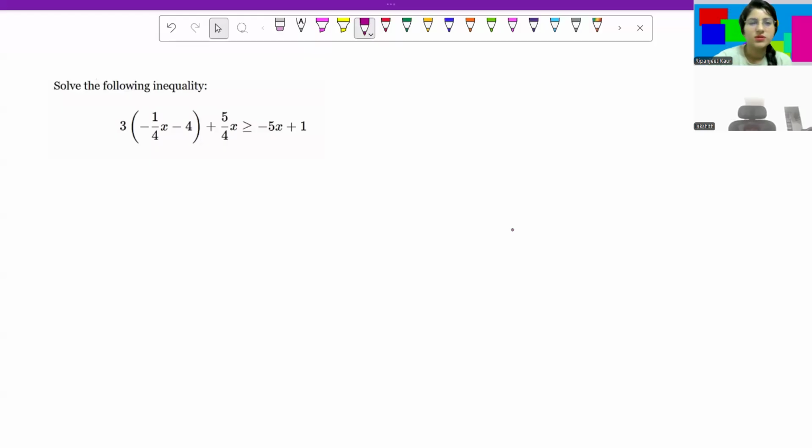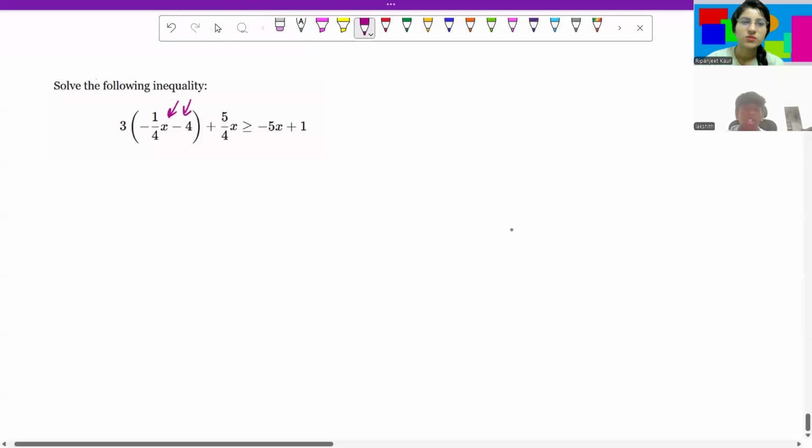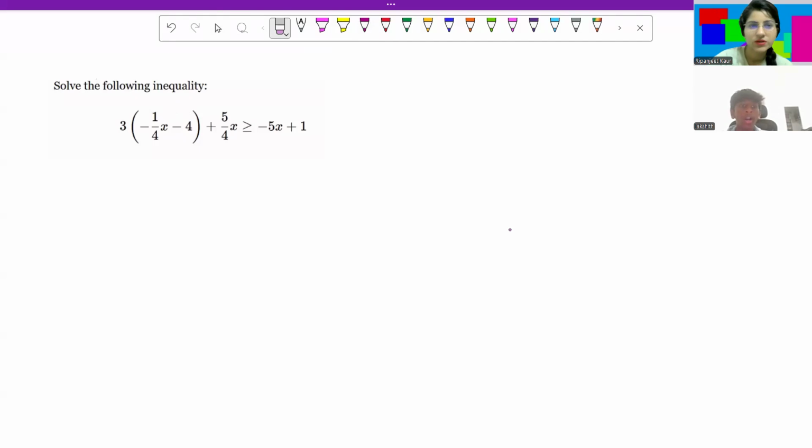Solve the following inequality. Whenever we have to solve an inequality, usually we go with the brackets first. But over here we can see that the brackets have an x term and a normal number, so usually we just don't go with solving this. What we can do is use the distributive property.